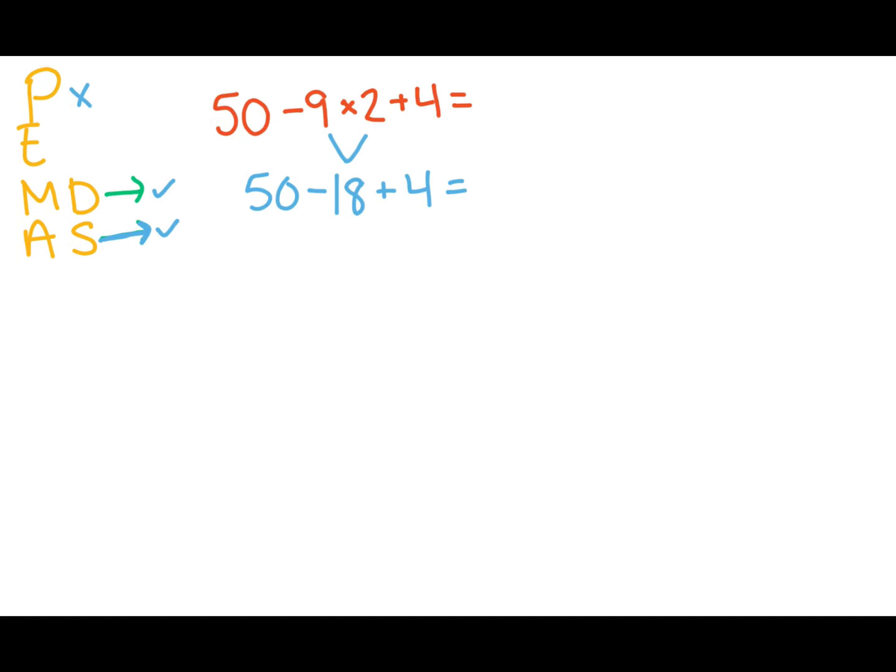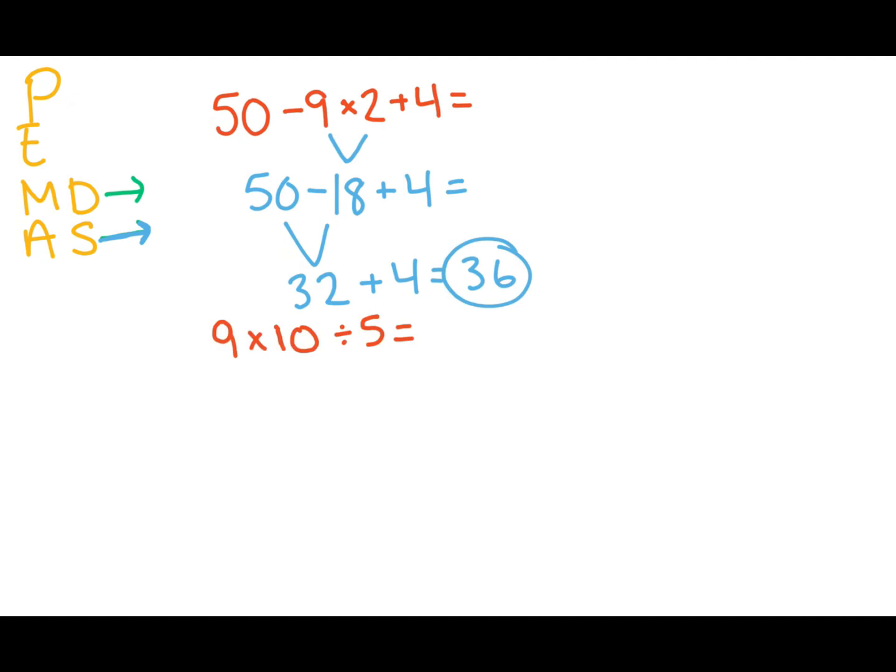And 50 minus 18 is 32. Now we're going to do what comes second, which is addition. Add 4, and we get 36.